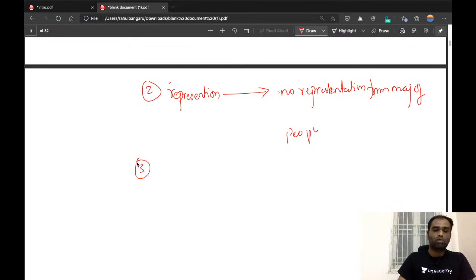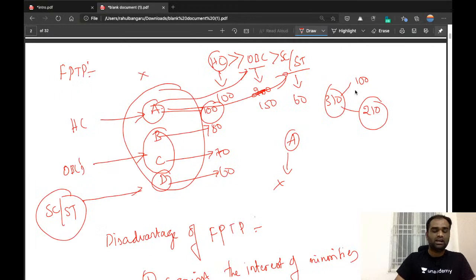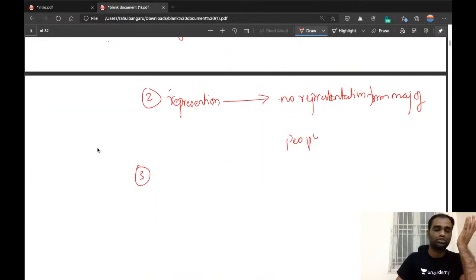Now the third major problem is that, see here, out of these 310 votes, only 100 votes are being counted. The rest, 210 votes, are getting wasted. They don't serve any purpose at all. So that's another disadvantage of the first past the post system. There is a lot of wastage of votes.